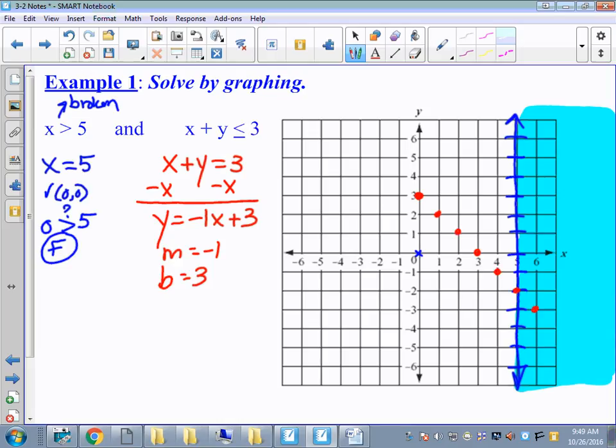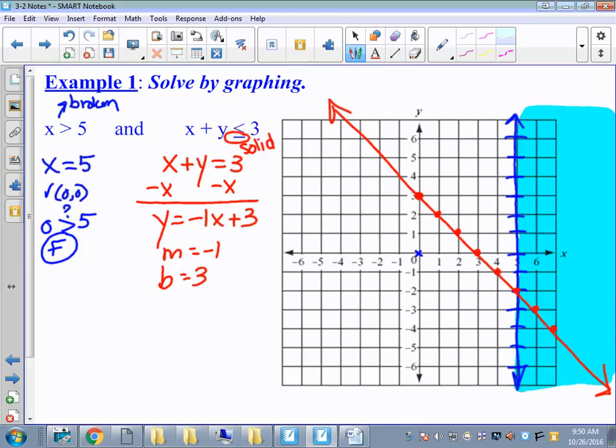And I'm going to continue on down. And so I'm going to connect and extend and shade after that. So here's my line. It is including those points. So because of this line right here, that equals 2 means that we're going to be solid. So I do not have to break this line.